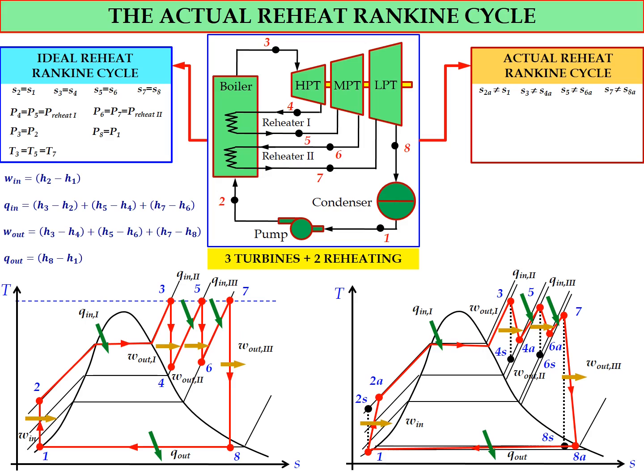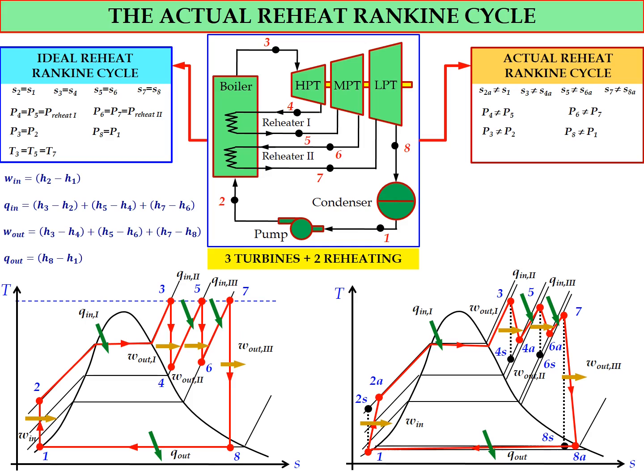In terms of thermodynamic properties, S2A will not be equal to S1, S3 is not equal to S4A, S5 is not equal to S6A, S7 is not equal to S8A because the process is not isentropic. And P4 might not be equal to P5, and P6 also normally is not equal to P7 during the reheating process.